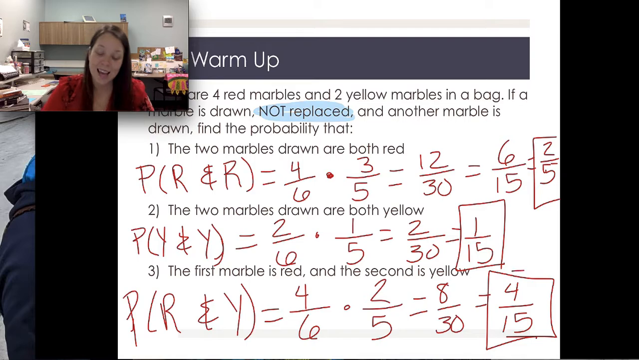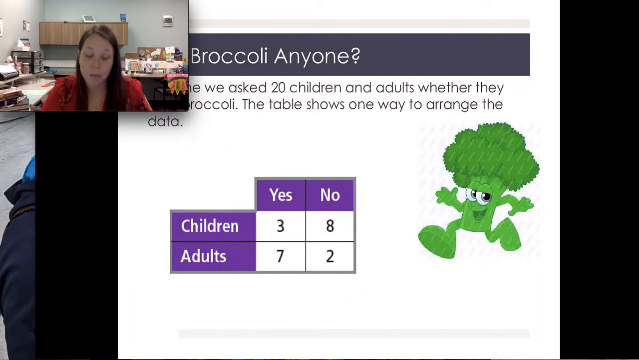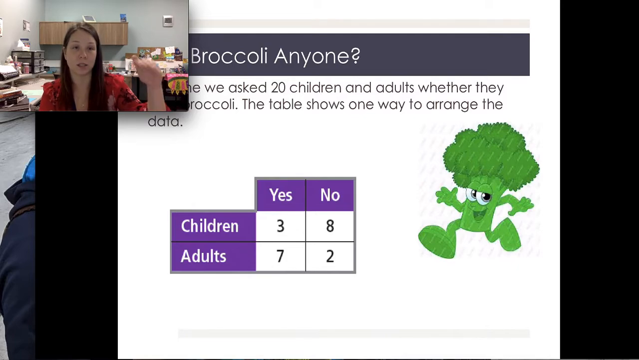Right? So let's take a look at two-way tables. Imagine we ask 20 children and adults whether they like broccoli. The table shows one way to arrange the data. And so this is the beginning of what we do when we're dealing with a two-way table, where we have a response to a question, yes or no, and then we have these categories of children and adults.